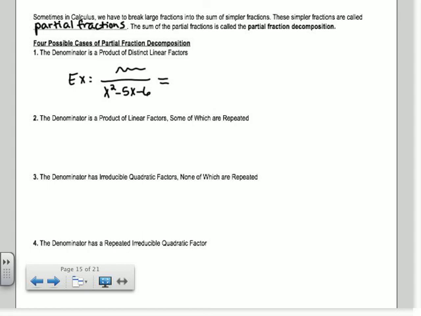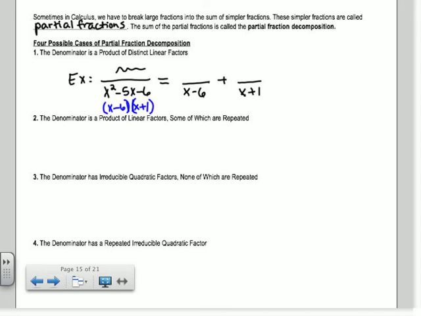Okay, it's going to break into its factors on the bottom. x minus 3, or no, not x minus 3. I factored it wrong, didn't I? This is x minus 6 times x plus 1. I'm writing, but it's not writing. x minus 6 times x plus 1. Okay, so I'm going to have x minus 6, and I'm going to have x plus 1.